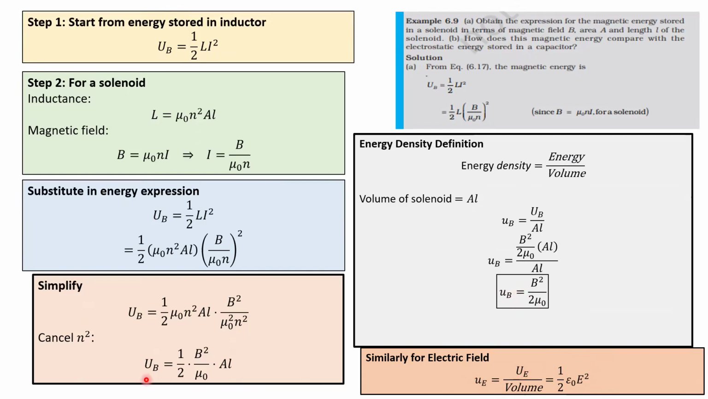This is energy in terms of magnetic field. Magnetic energy per unit volume is B square by 2 mu naught. Electric energy per unit volume is half epsilon naught into E square.